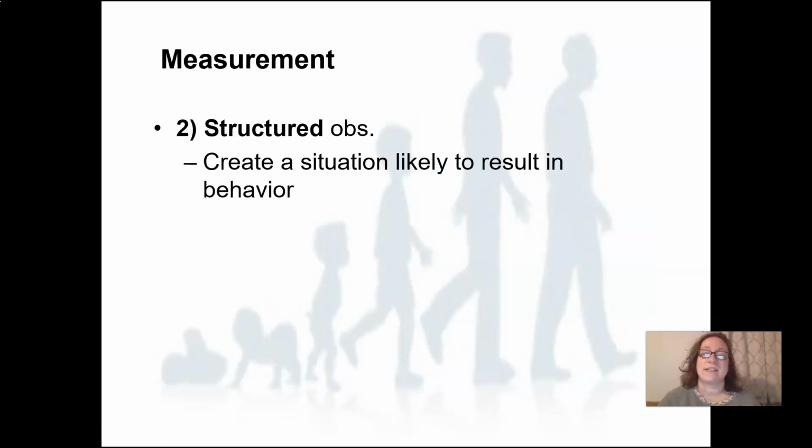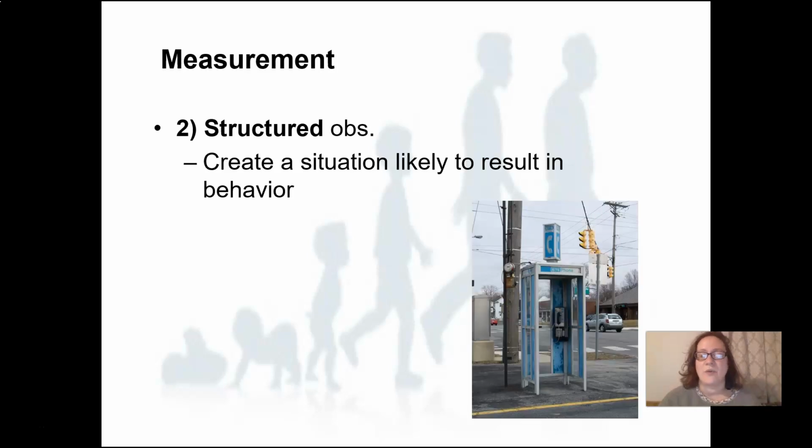We can also do things like structured observation. With this one, we're still in the real world, but we're tweaking things just a little bit. One famous example in psychology is a study where they went to phone booths, which we no longer really see, and they would put a quarter in the phone booth and just have it hang in there. That way the person who would go in would get a free call.